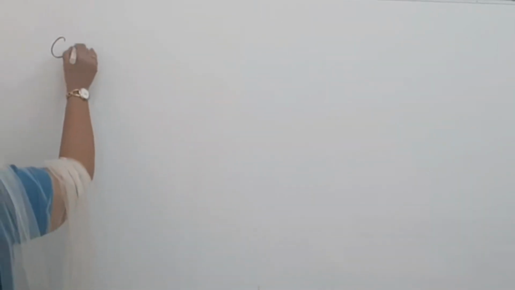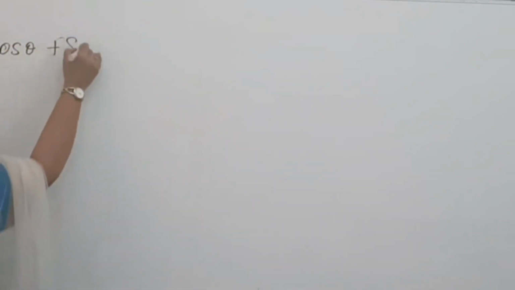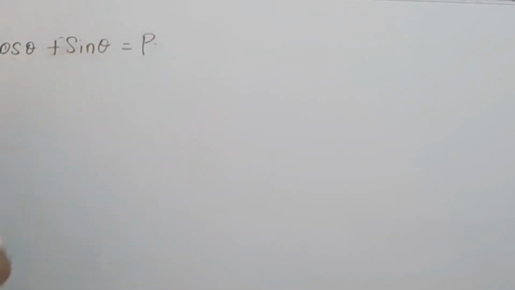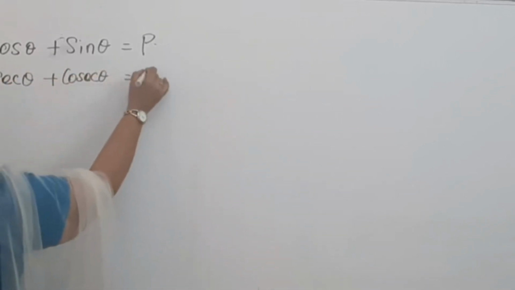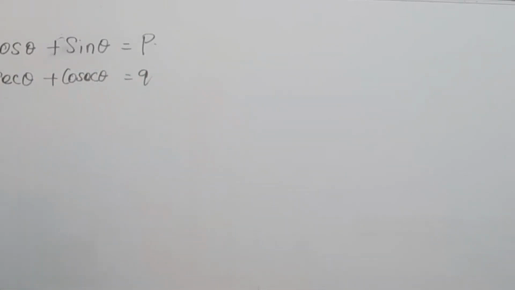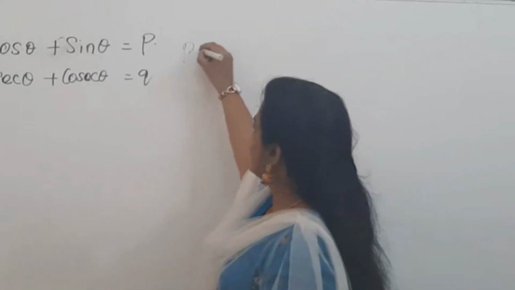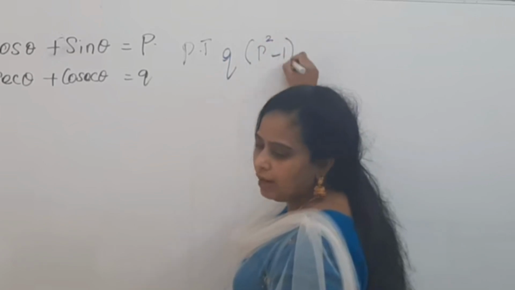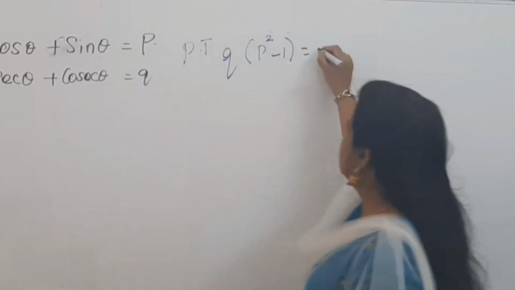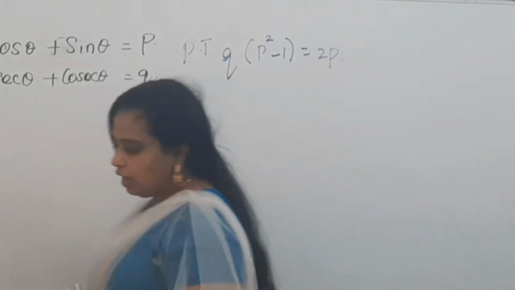That is cos theta plus sine theta is equal to P. And then sec theta plus cosec theta is equal to Q. It is given Q. We have to prove that Q into P square minus 1 equal to 2P. That is what we have to prove. So how do I prove it?